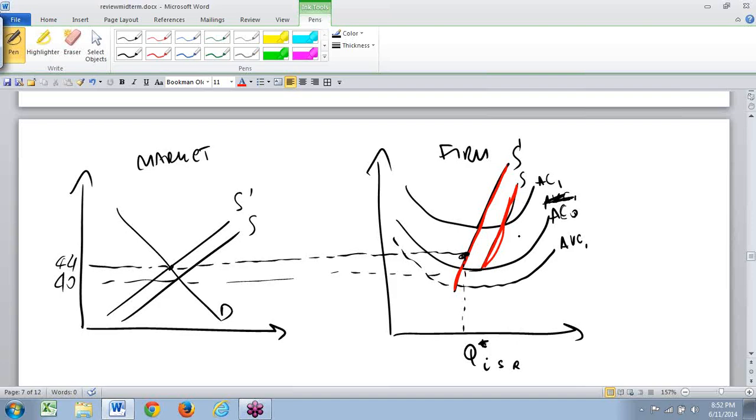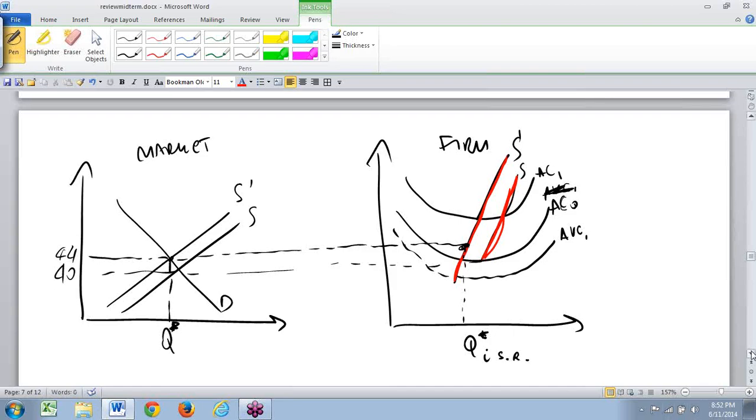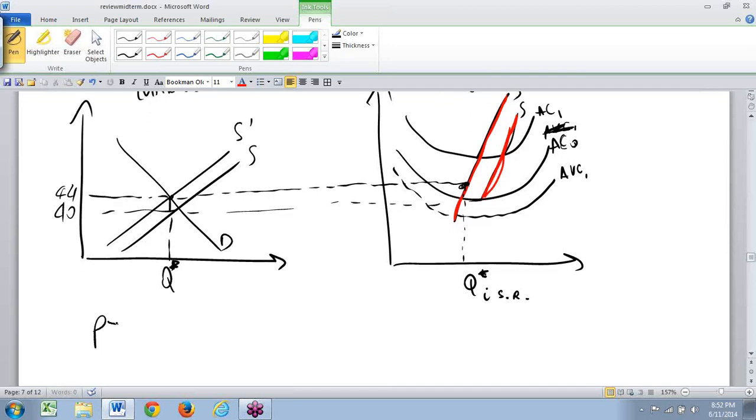Okay, so now what do we have? This is the new short run situation. The short run equilibrium price is 44 and the quantity sold is Q star on the market and Q star i at the firm level. What is the economic profit? So first of all, the price is equal to 44, and as you can see, this is less than the average cost. So the average cost of this quantity is this one.